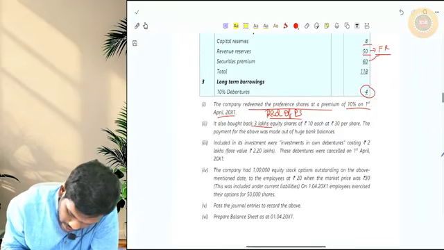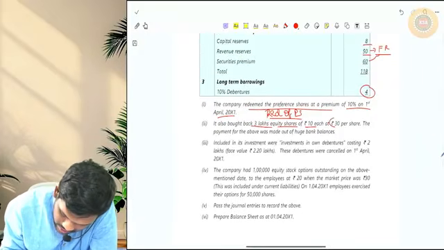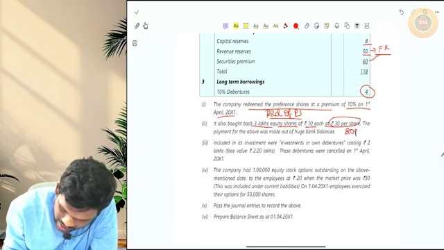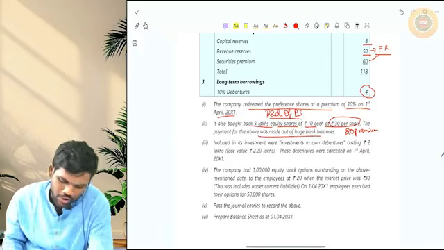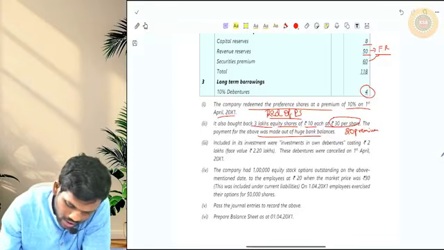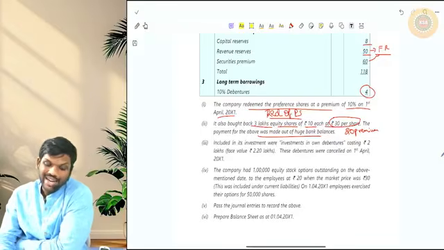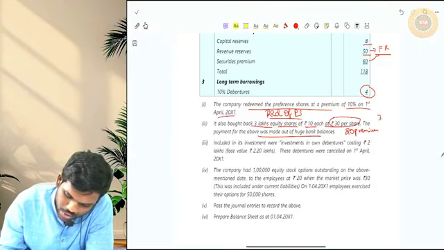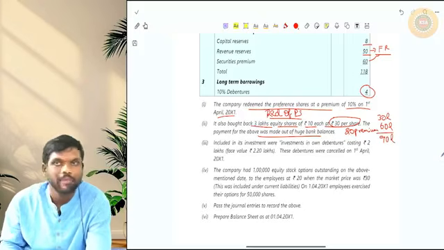It also bought back 3 lakh equity shares of 10 each at 30 per share. So 10 rupees face value, they are paying 30. So 20 is premium. The payment for the above was made out of huge bank balance. Very good. So 3 lakh into 30. So totally they are paying how much? 90 lakhs they are going to pay. In that, 30 lakhs will be face value, 60 lakhs will be premium. So totally they will pay 90 lakhs.